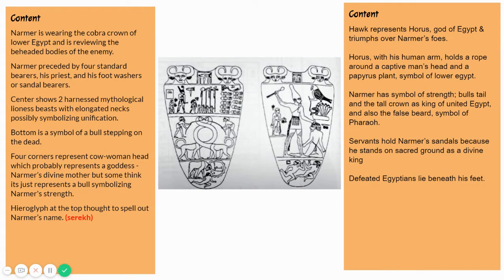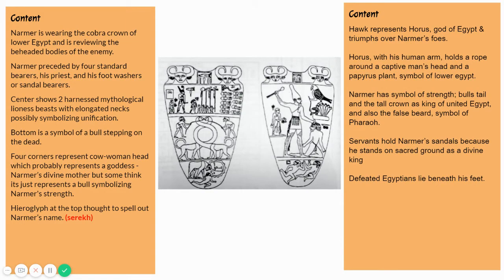And there are different theories as to what this represents, possibly a goddess, maybe Narmer's divine mother, but also some people think that it's just another representation of a bull, which is part of symbolizing Narmer's strength. And then right here in the center, this is a hieroglyph, and this hieroglyph is thought to spell out Narmer's name. So we have that on both sides. Okay, so first forms of pictorial writing here.